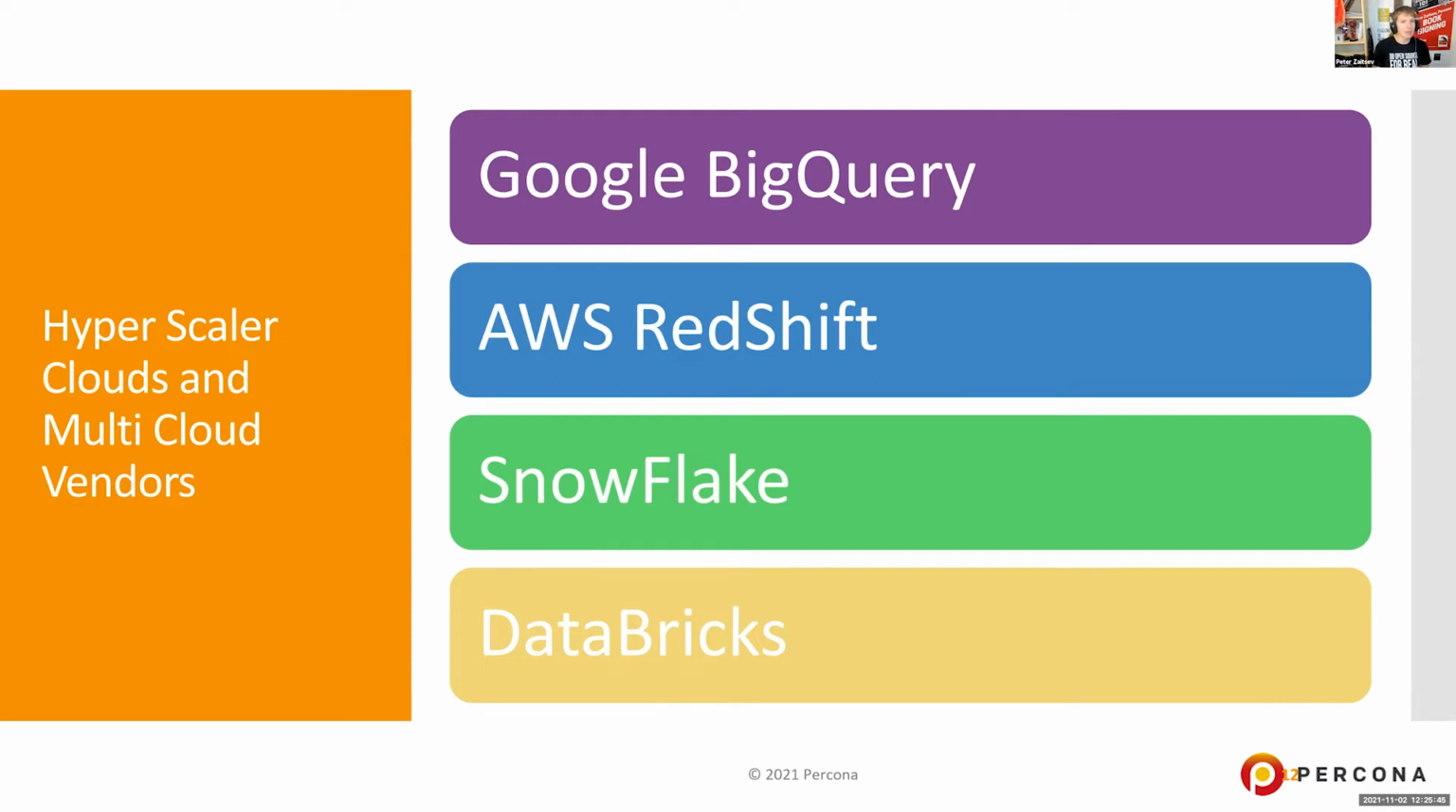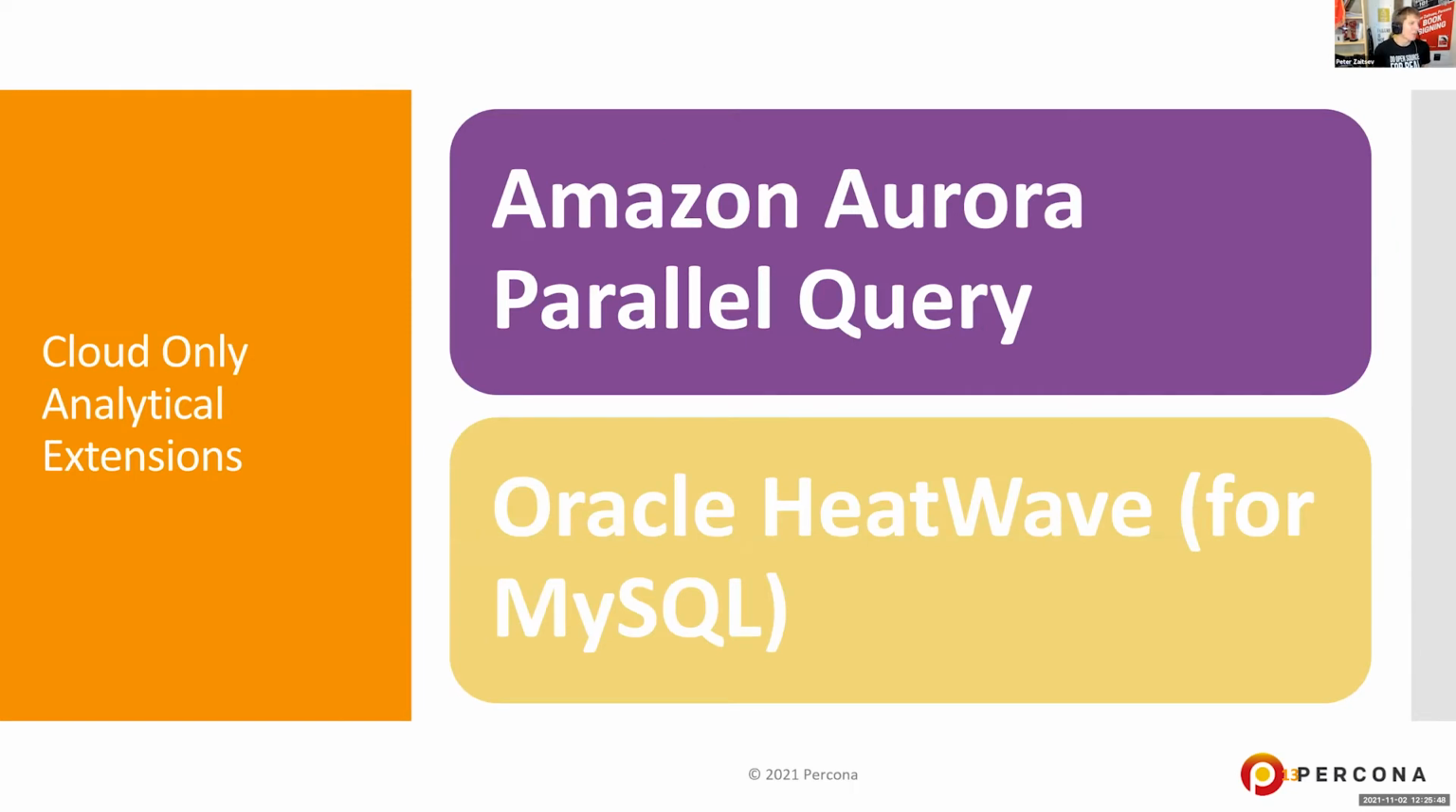Another interesting trend that I see is that for a lot of what you can call light duty, medium scale analytics, the vendors have been implementing cloud-only extensions for some open source operational databases. Amazon Aurora has parallel query, and Oracle makes HeatWave available, which is only available in the Oracle cloud, right, which is not available if you just run the open source edition.